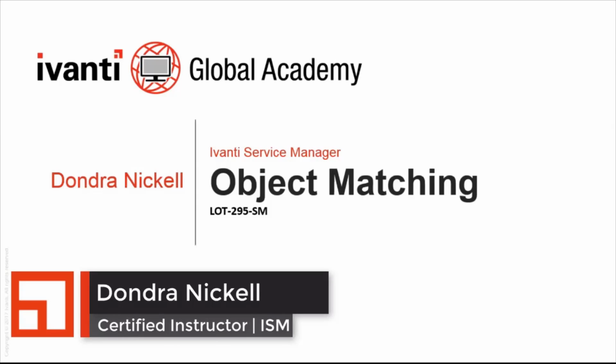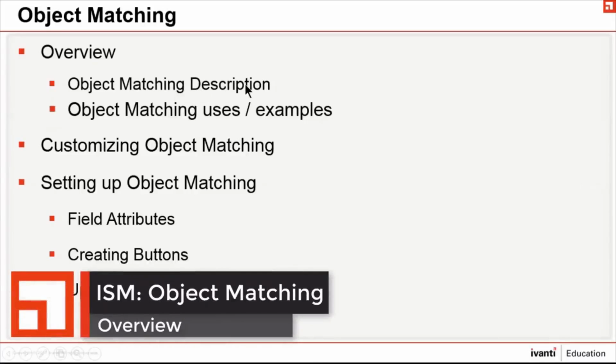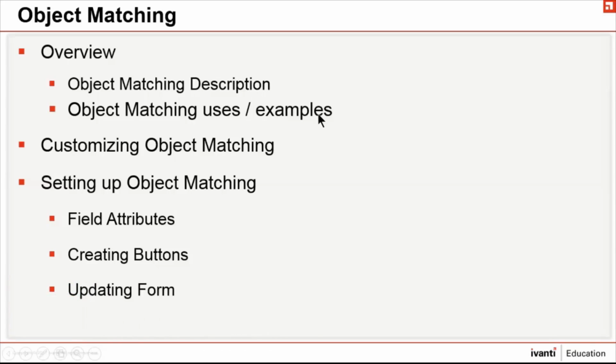In this course, I'm going to give you an overview of object matching, including a description of object matching. We'll talk about some uses and some existing examples of object matching. We'll show you how to customize the existing object matching. And then we'll go in and create our own object matching setup, including the field attributes, creating buttons, and even updating the forms. So let's get started.